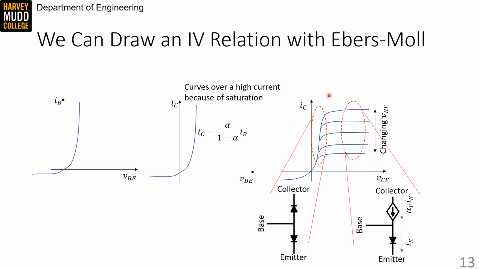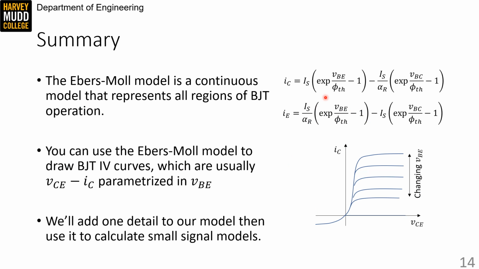By the way, one thing to note about the saturation region is you can observe that it happens when the collector is low and the base is high, which is consistent with how we defined the diode relationships that specify the saturation region. So in summary, the Ebers-Moll model is a continuous model that represents all regions of BJT operation. You can use the Ebers-Moll model to draw BJT IV curves, which are usually VCE IC curves that are parameterized in VBE. And we're going to add one more detail to our model, then use it to calculate small signal models in the near future.